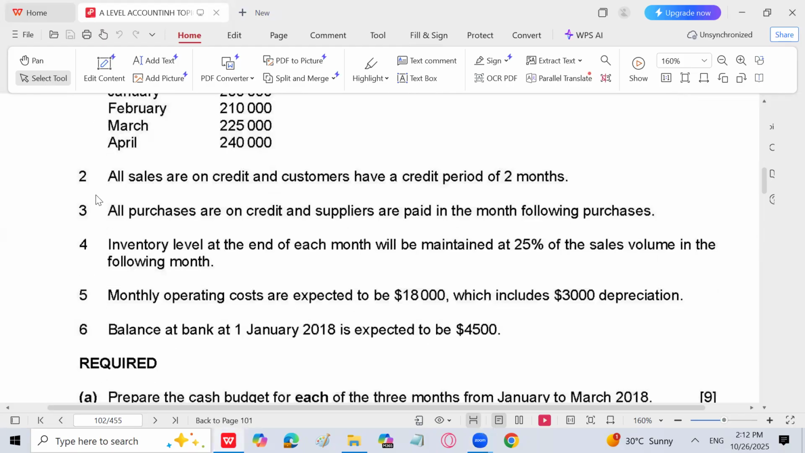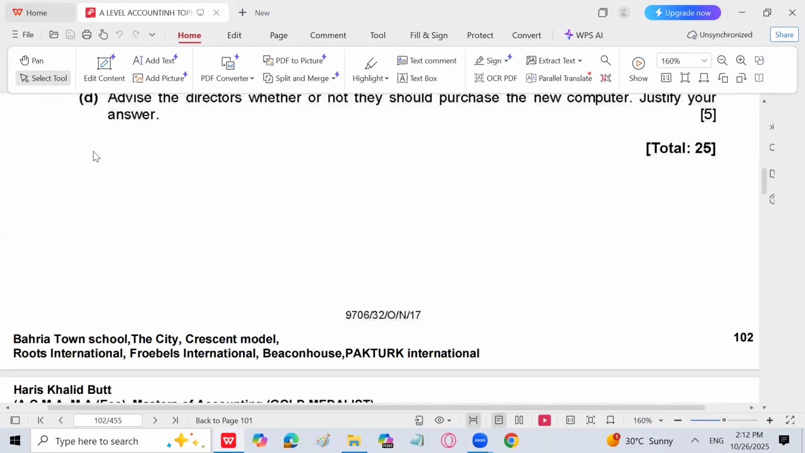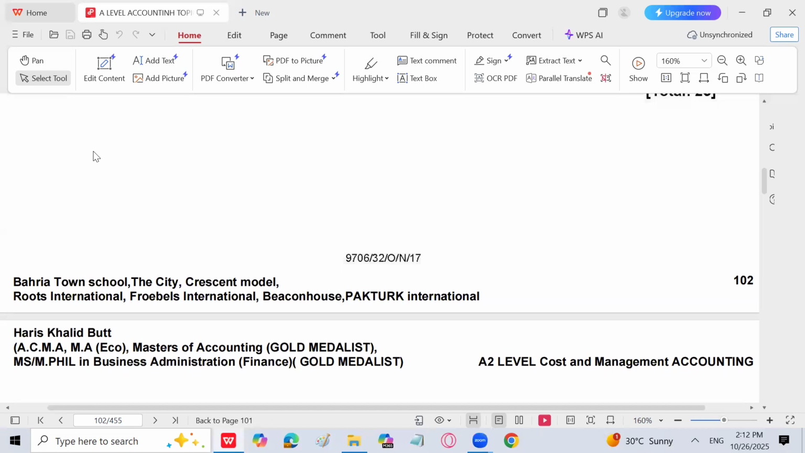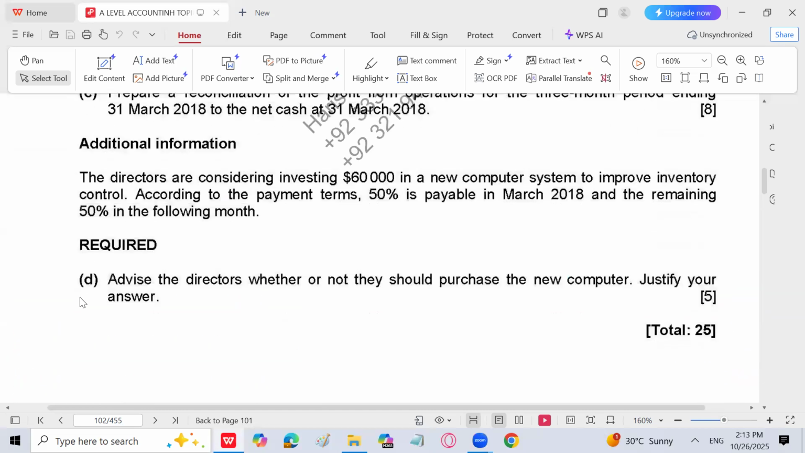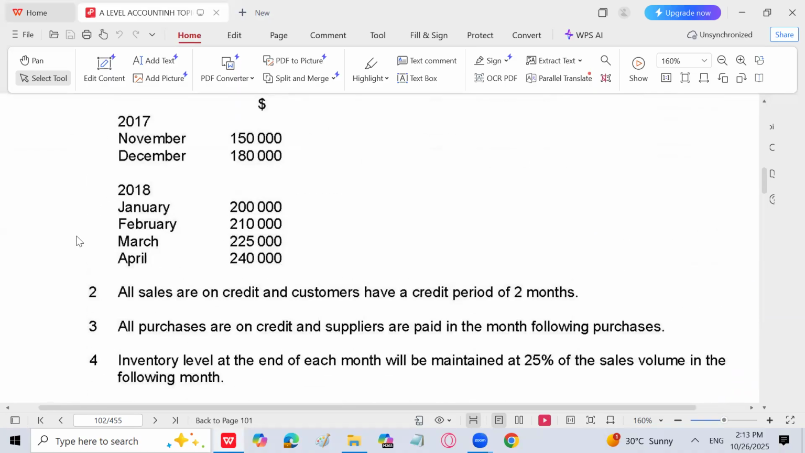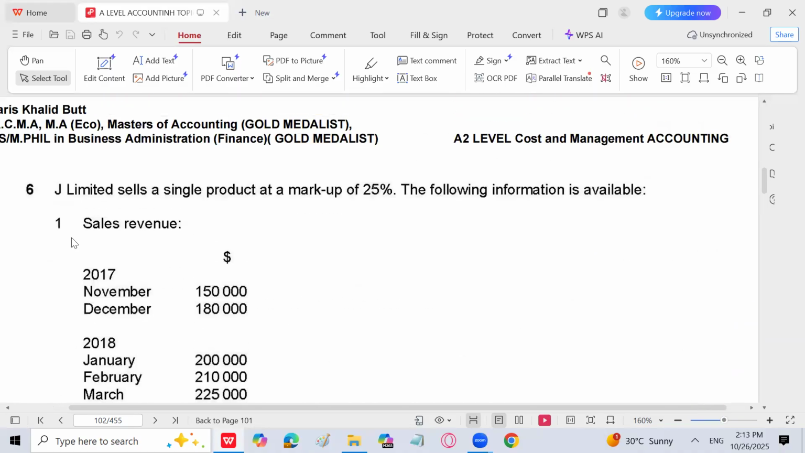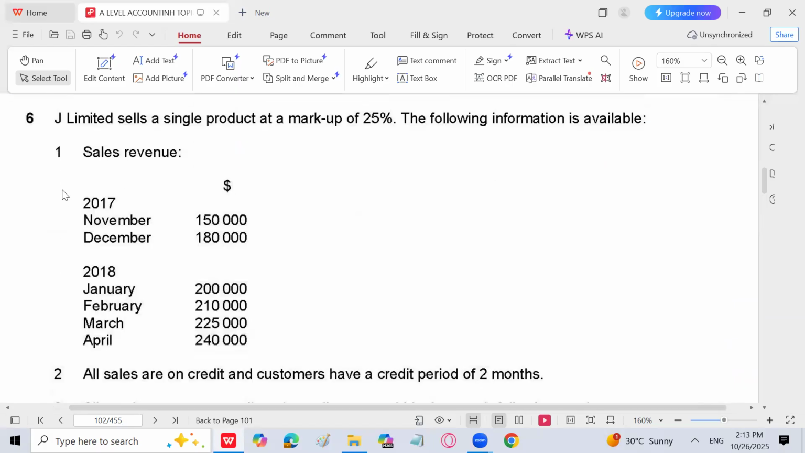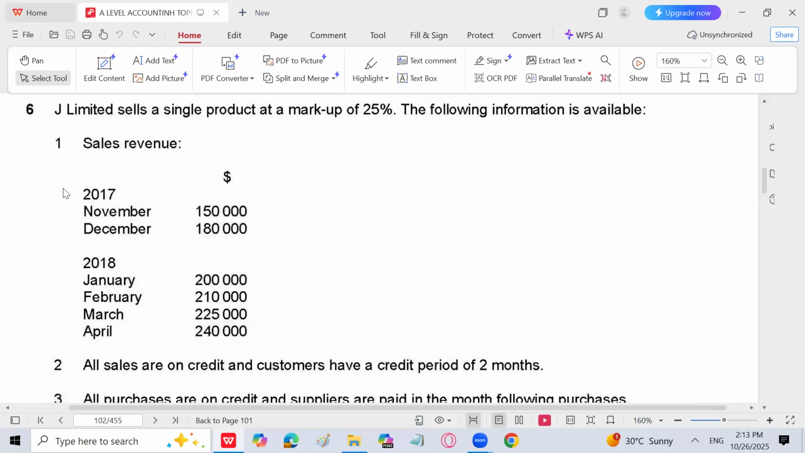This question has come in October-November 2017, page number 102 from my book, from A2 Accounting, Budgeting, Cash Budget. J Limited sells a single product at a markup of 25%. The following information is available. Sales revenue is given for November, December, January, February, March, April. That is the sales volume.